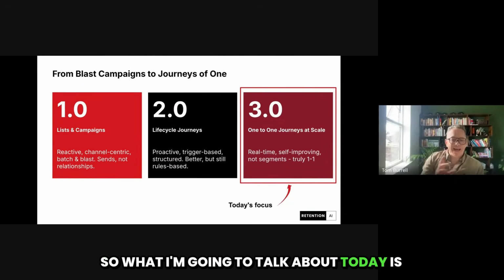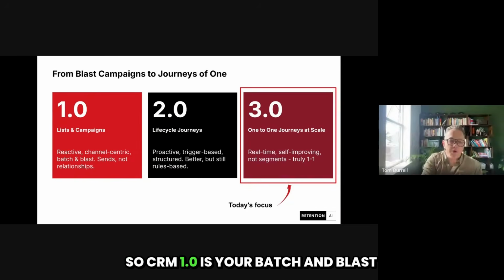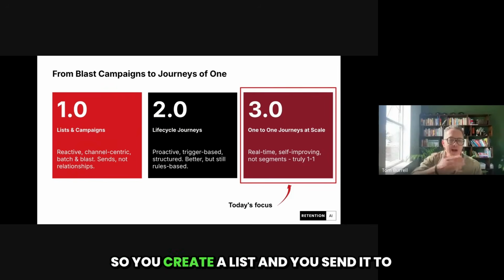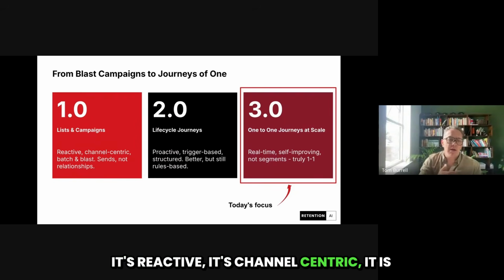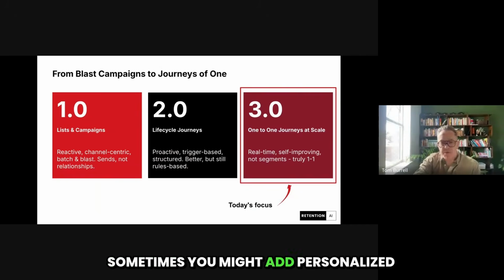So what I'm going to talk about today is CRM 3.0. Just to level set what we're talking about there. CRM 1.0 is your batch and blast campaign. So you create a list and you send it to everyone. It's reactive, it's channel centric, it is a list of individuals that you target and you send one message to. Sometimes you might have personalized variants within it, but it's a one-off campaign.